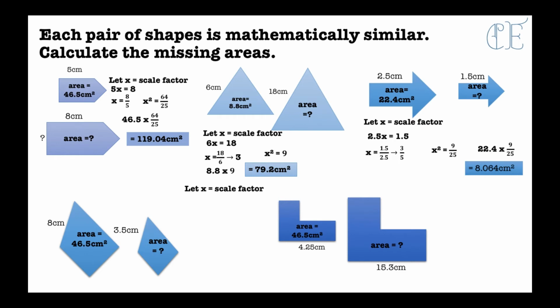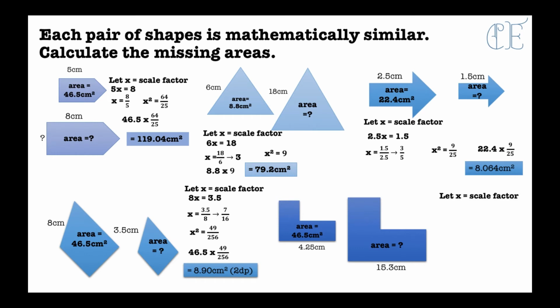On the fourth one, we have 8x equals 3.5. So 3.5 divided by 8, and we have doubled it here to give us 7 over 16 because we don't want a decimal. So x is 7 over 16, so x squared must be 49 over 256, and we times that by 46.5 to give us an area of 8.90 centimetres squared, 2 decimal places.